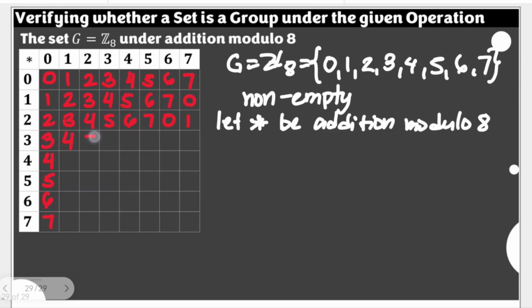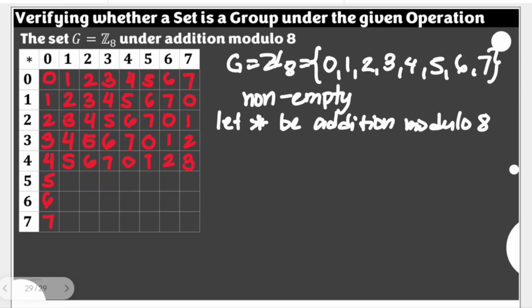Next, 3 plus 1 is 4. 3 plus 2 is 5. 3 plus 3 is 6. 3 plus 4 is 7. 3 plus 5 is 8. That's 0 modulo 8. 3 plus 6 is 9, so 1 modulo 8. 3 plus 7 is 10, that's 2 modulo 8. Next, 4 plus 1 is 5 modulo 8. 4 plus 2 is 6 modulo 8. 4 plus 3 is 7 modulo 8. 4 plus 4 is 8, that's 0 modulo 8. 4 plus 5 is 9, that's 1. 4 plus 6 is 10, so that's 2 modulo 8. And 4 plus 7 is 11, that's 3 modulo 8.